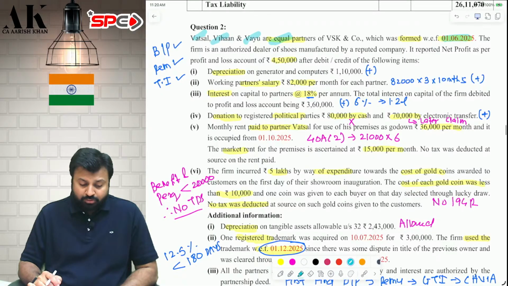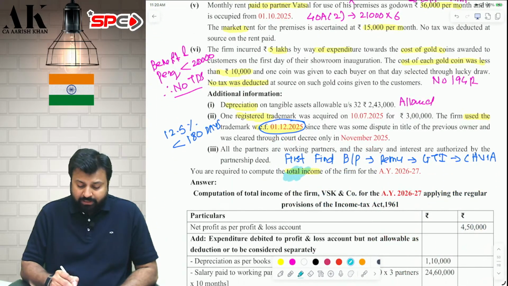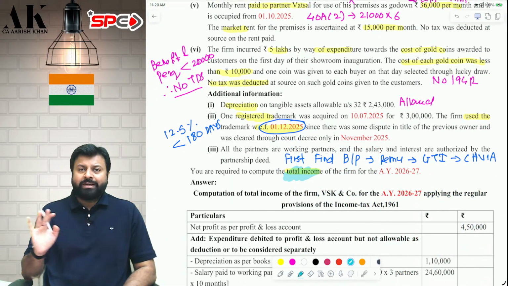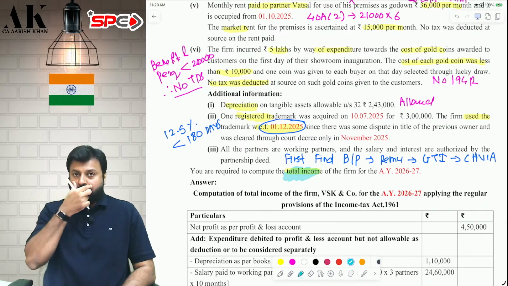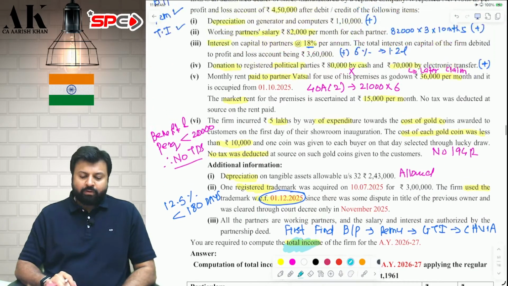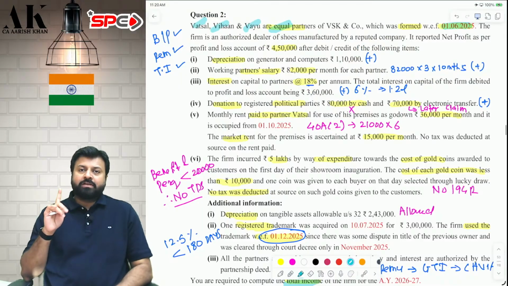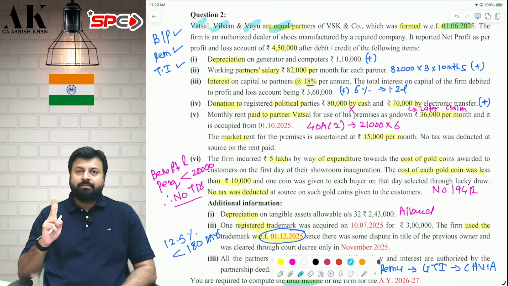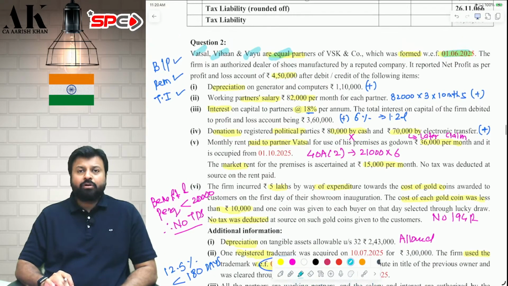Now, what are you supposed to compute? You are supposed to compute just total income of the firm. No need to compute any tax, no need to compute any AMT, nothing, only total income. So whenever you compute total income of a firm, you have to compute first of all the book profit as per 40B. Then you will compute remuneration allowable to the partners, and then you will compute the total income. So let's compute all of them one by one.